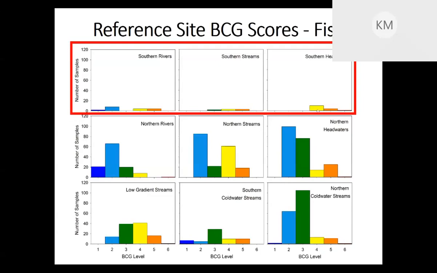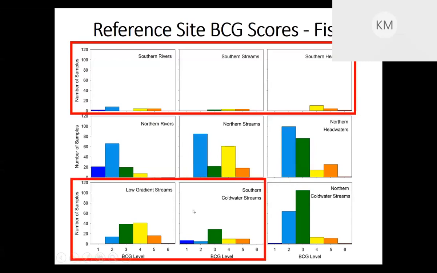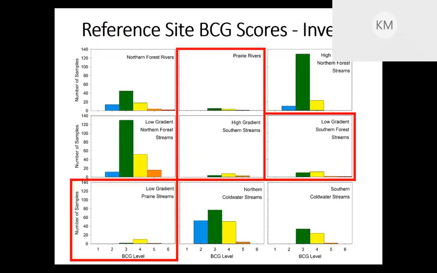What this confirms, what we suspected, is that we have lower biological condition within these southern stream classes compared to the north. And even in some of these other classes where we do have better biological condition, these low gradient streams are actually a statewide class. The southern cold water streams are a little higher quality. It's in a forested area in the south. They still tend to be a little lower in terms of biological condition than those northern stream classes. The same is basically true of the invertebrates.